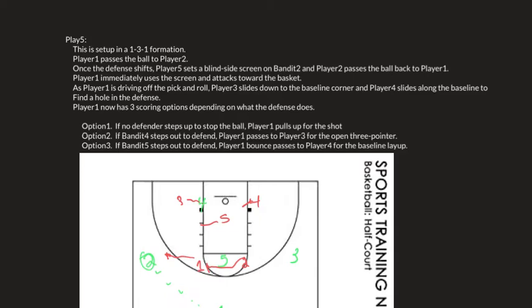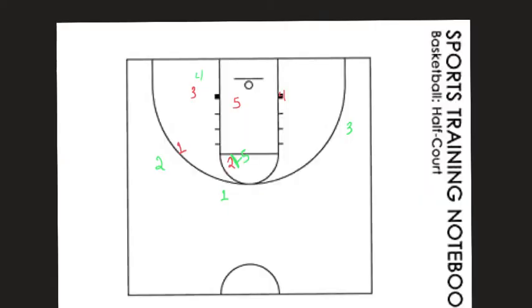So once the defense shifts, we'll move on to the second option. Once the defense shifts, the ball starts right here with 2, and 2 is going to pass the ball back to 1. As this ball is being passed to 1, player 5 is going to shift up and set a blindside screen on Bandit 2 there.